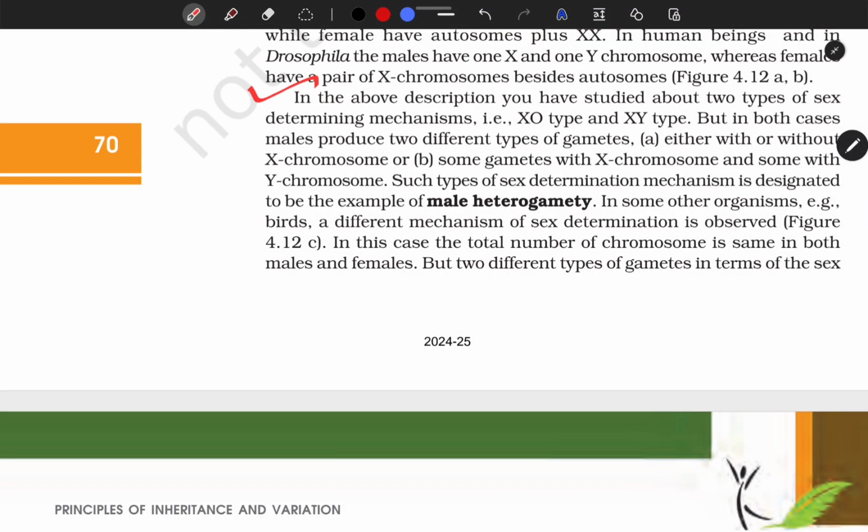In the above description, you have studied two types of sex determining mechanisms, that is XO type and XY type. But in both cases, males produce two different types of gametes, A, either with or without X chromosome, or B, some gametes with X chromosome and some with Y chromosome. Such a type of sex determination mechanism is designated as male heterogamety.